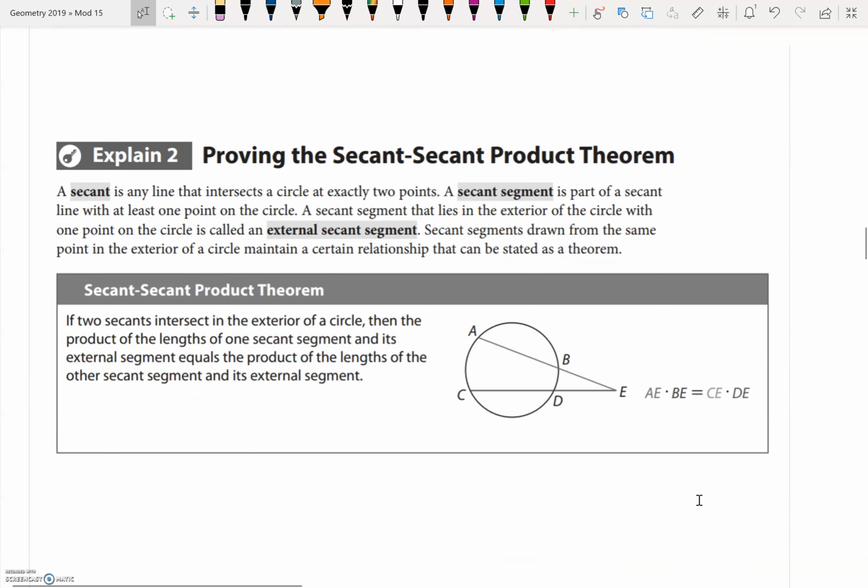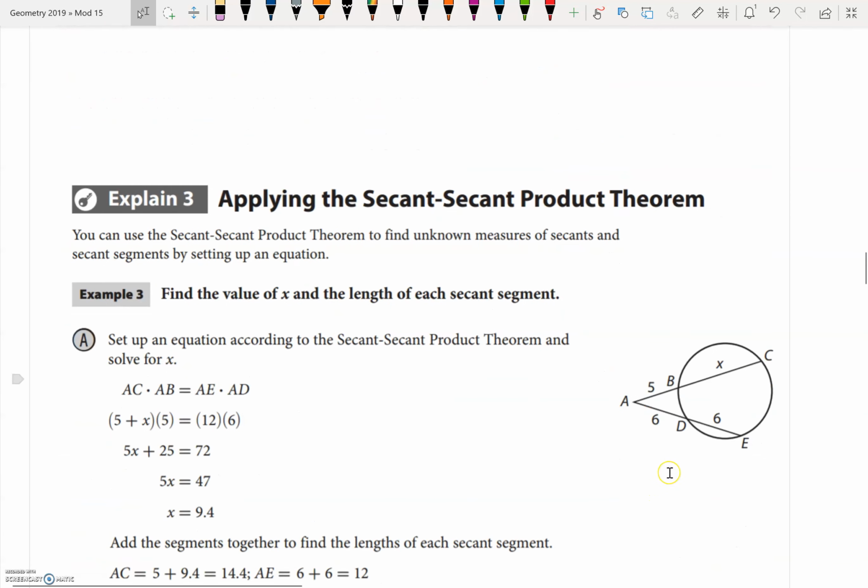The next theorem we're going to do is the secant-secant product theorem. If you have a secant and another secant intersecting our circle, the secant-secant product theorem says the entire thing times the outside is equal to the entire thing times the outside. It's kind of like the chord-chord product theorem in the way that it's structured, except we're not dealing with two intersecting chords this time. Once again, that is the entire thing times the outside equals the entire thing times the outside. So let's go ahead and use that one.